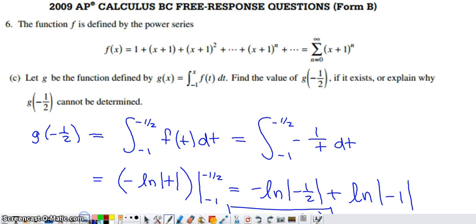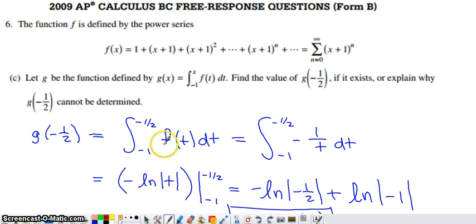In Part C, what they ask us to do is take this new function, g of x. So g is defined as a definite integral. The variable is in the upper limit of integration, and the function f is the integrand here. What we want to do is find the value of g of negative 1/2, or explain why it can't be determined. So when you evaluate a function, your best bet is to just put negative 1/2 in place of the x's. So that's all I did.